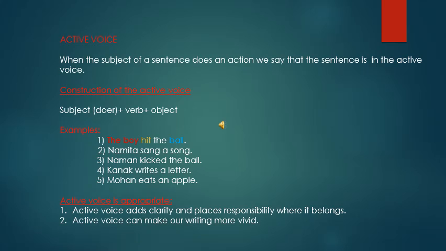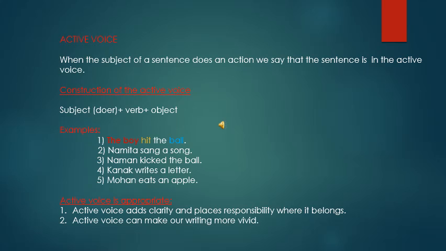Active voice: when the subject of a sentence does an action, we say that the sentence is in the active voice. We will always find the construction of active voice as follows. Subject, who is the doer of an action, plus verb plus object. For example, first one, the boy hit the ball. Now here, boy is a subject, hit is a verb, and ball is an object. Here, the boy is a doer of action, is a subject. That means this sentence is in active voice.